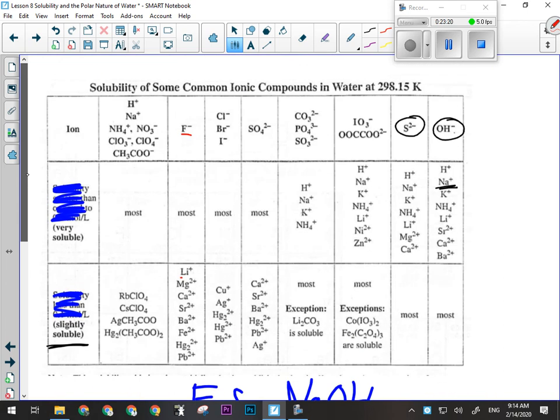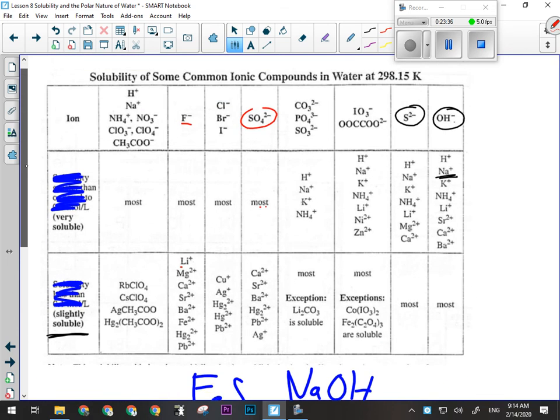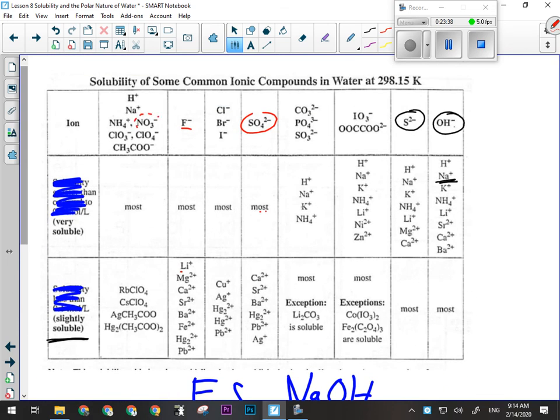For number 2, sodium sulfate. So I find sulfate. Sulfate's right here. It says it's soluble with most things. I look down in this row here. I don't see sodium in the not soluble row. So this stuff is soluble. For ammonium nitrate, nitrate's right here, and it says it's soluble with most things, but not these really complex looking monsters that we would never even deal with. So is that stuff soluble then?